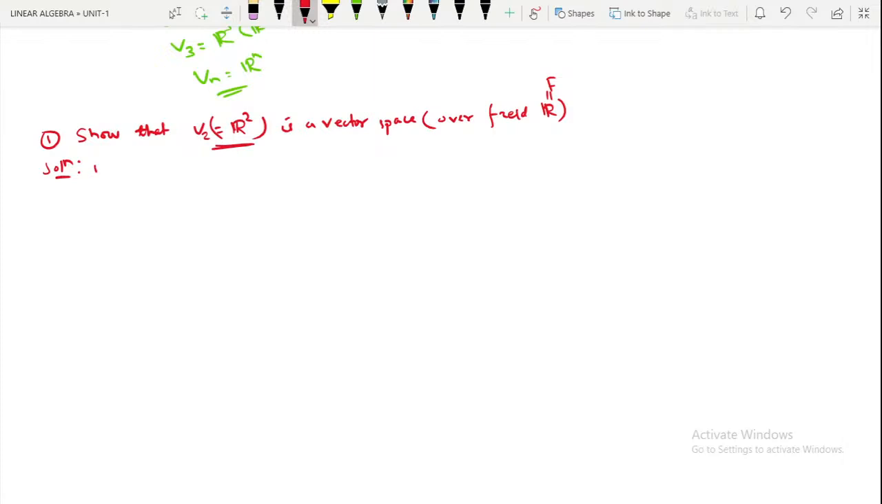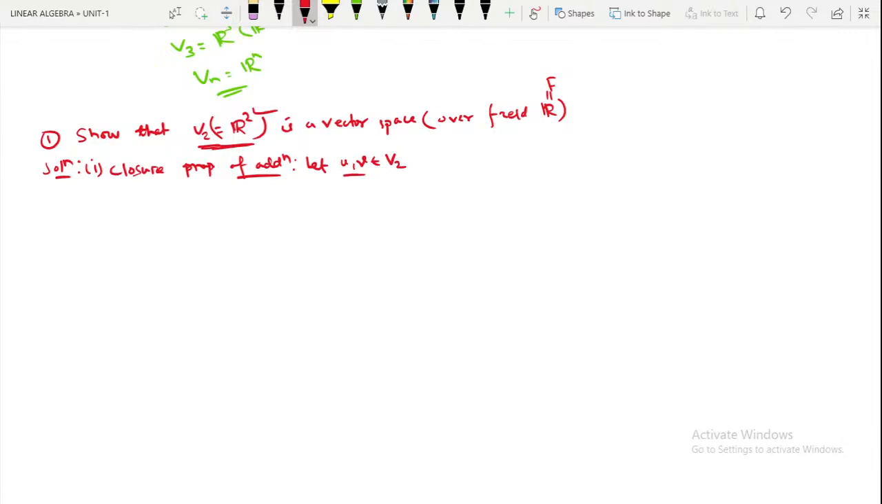Now comes the first property, that is the closure property of addition. What is the closure property of addition? The property says you have to take 2 elements from this set. So let u, v belong to V2. V2 means your R2.